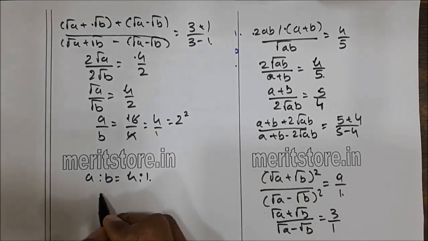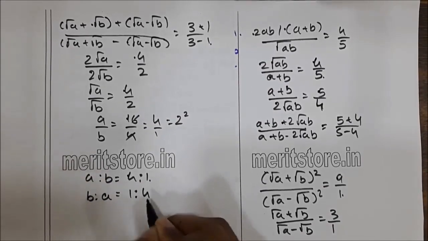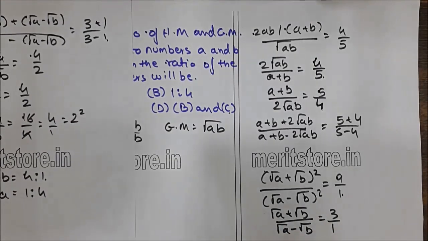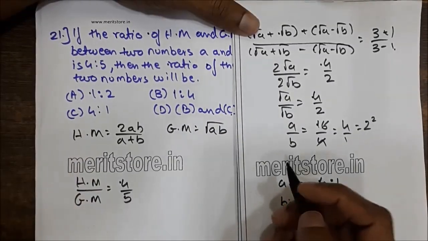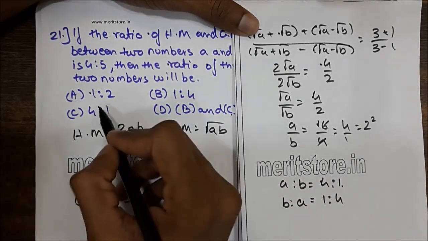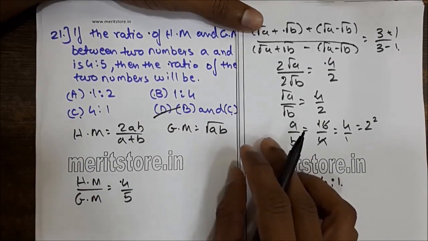We can also write this as B is to A, that is 1 is to 4. So we compare this with the options, that is A is to B and B is to A, that is B and C. So the option D, which contains B and C, is the correct answer.